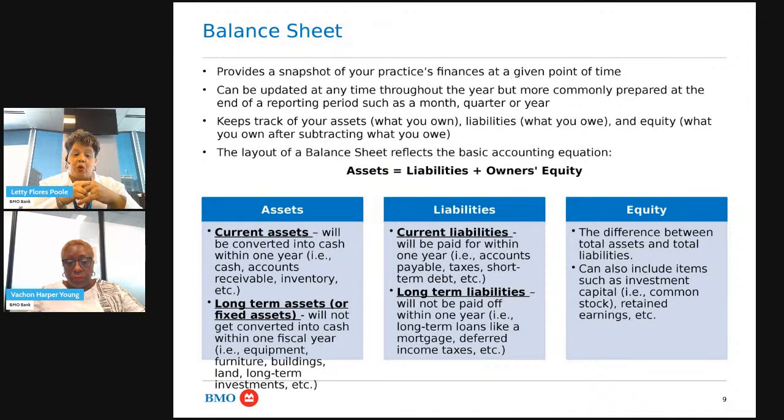It keeps track of your assets. So let's talk about assets. Assets is what you own. So if you have equipment, those are your assets. Liabilities is what you owe. So if you have any business debt, if you owe a vendor for your equipment, if you owe a vendor for any inventory, so it's what you owe.